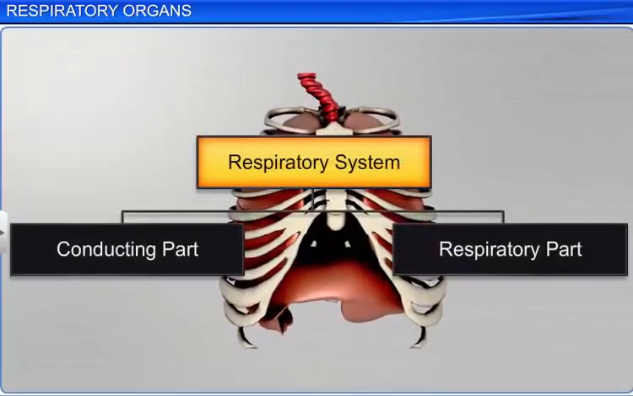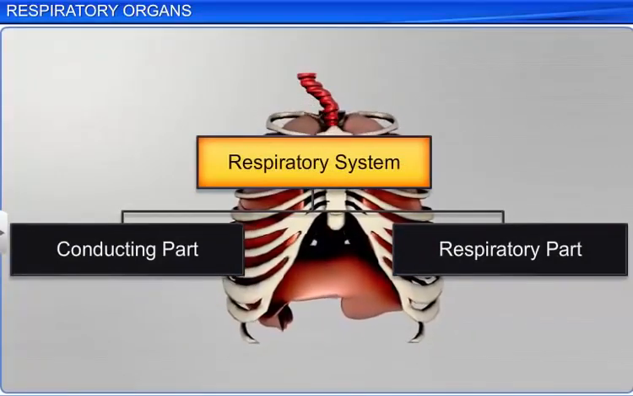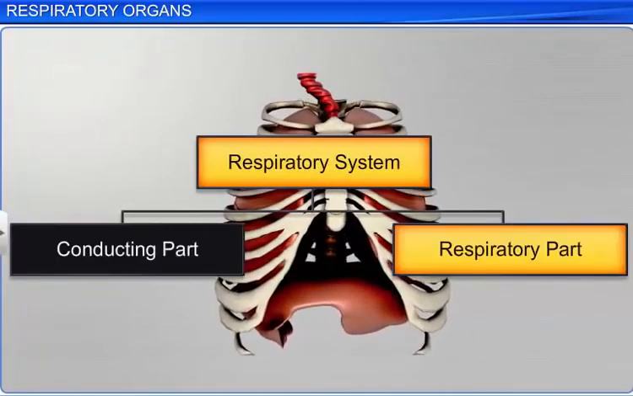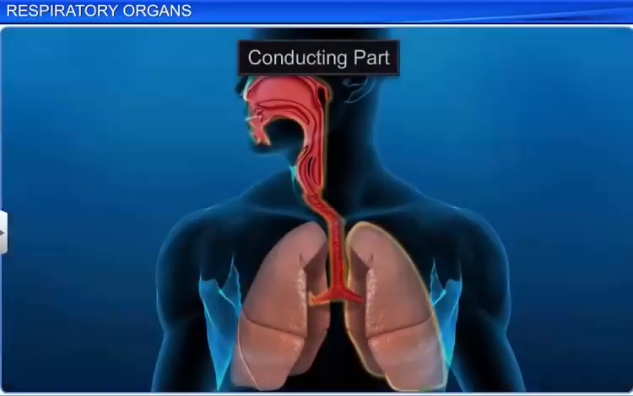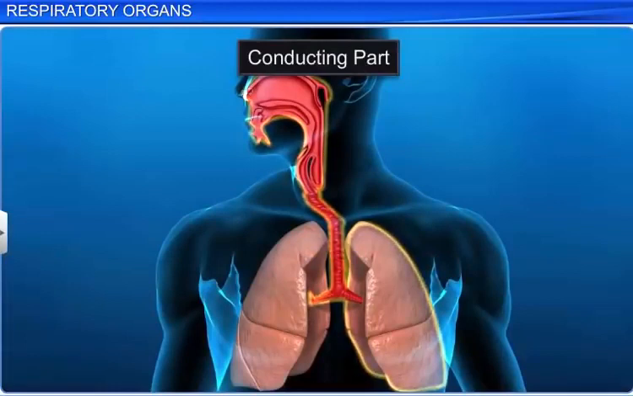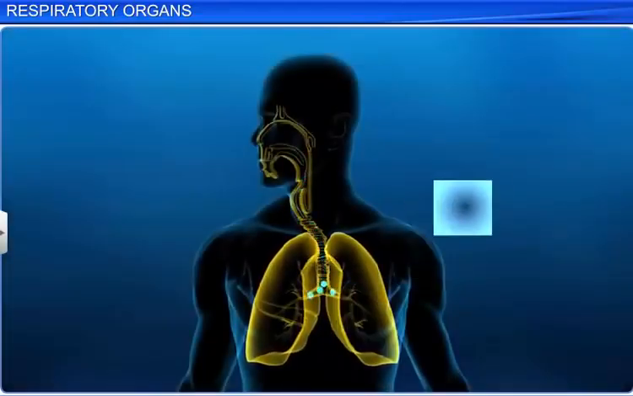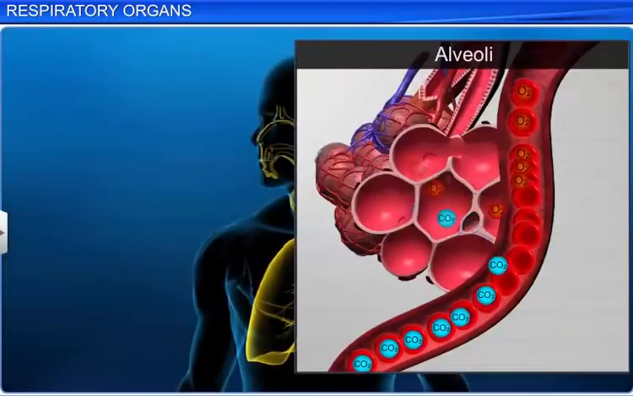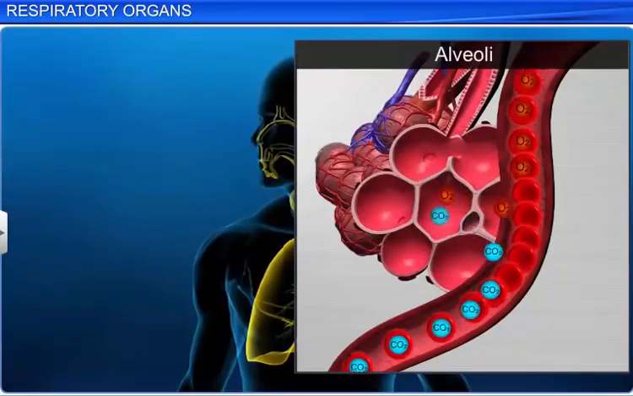Based on function, the respiratory system is divided into two parts, the conducting part and the respiratory part. The conducting part spreads from the external nostrils to the terminal bronchioles. It transports atmospheric air to the alveoli, clears it of foreign particles, and humidifies the air.